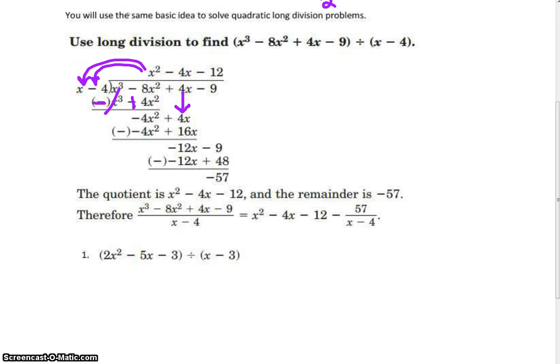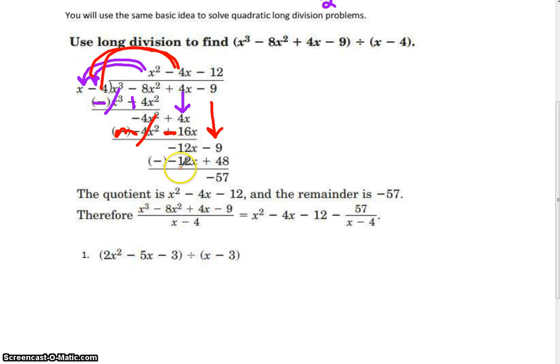What would you multiply x by, I'll change colors here, to get negative 4x squared? Well, you would need to multiply it by negative 4x. So then you multiply that times both of these, and you get negative 4x squared, and then a negative times a negative is plus 16x. We're going to subtract that, so think of it as leave change opposite, and this becomes a positive 4x squared minus 16x. 4 minus 16 is negative 12x. These cancel, so then you bring down your minus 9, and you do it all again.